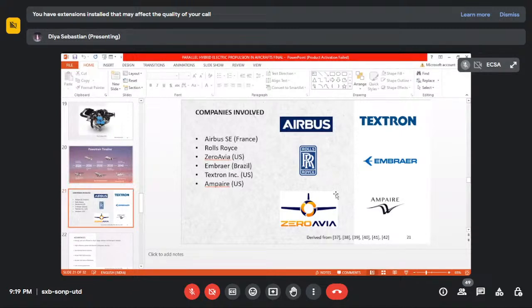ZeroAvia invested 140 million in 2017 for the hydrogen and combustion combination. They also released a hydrogen electric prototype in 2019, and they are expecting a full-sized aircraft by this year, 2023. And Embraer's recent work is the Airlander 10, which was also released recently.